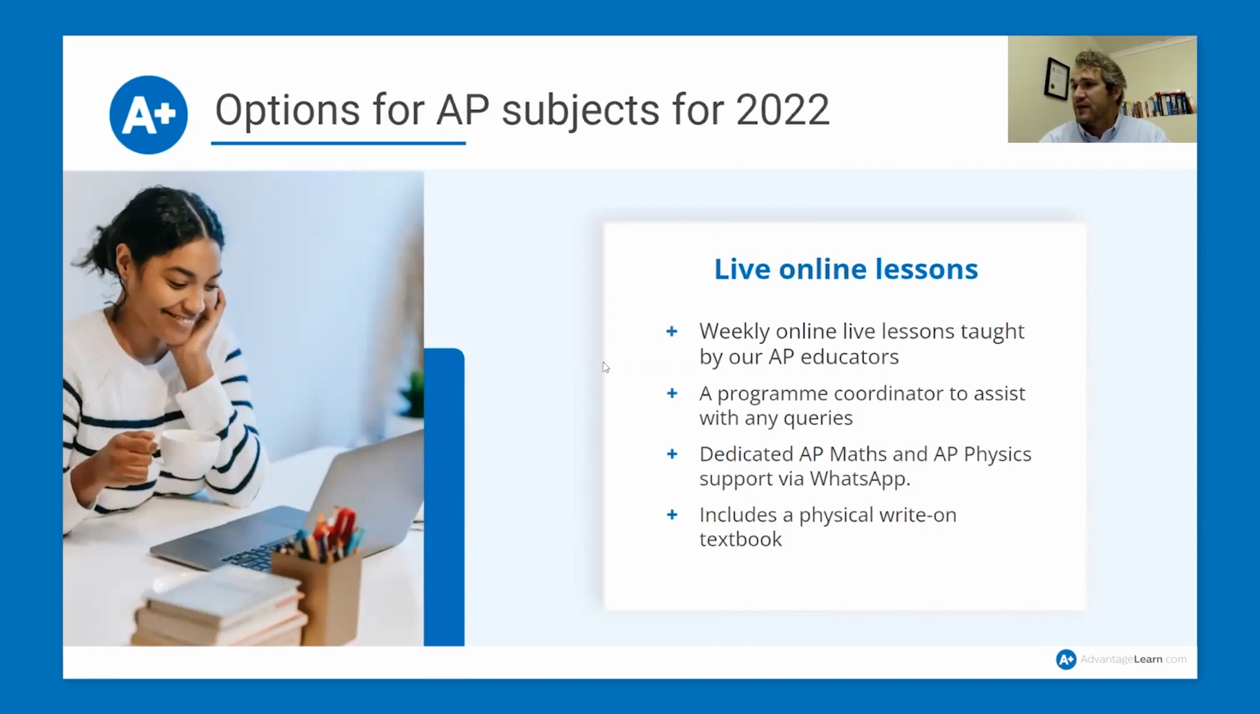The second learning stream that is an option on the advanced programs is our live online learning stream. This is very similar to an in-person classroom, except you're joining us on our Zoom classroom, or you might be familiar with your Google Classroom or your Microsoft Teams classroom. We largely use Zoom, but essentially our live online learning stream is a weekly online live lesson taught by our AP educators. In a similar way to the guided online course, you'll be supported by a program coordinator, have access to a dedicated AP Maths and/or Physics support via WhatsApp, and it will equally include a physical write-on textbook.